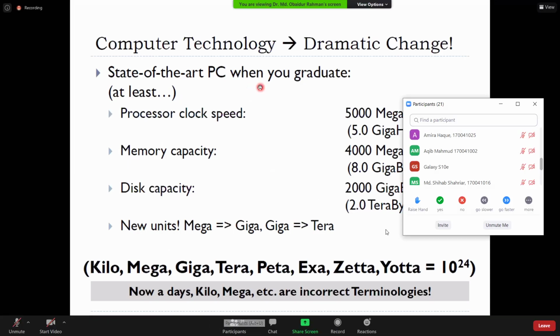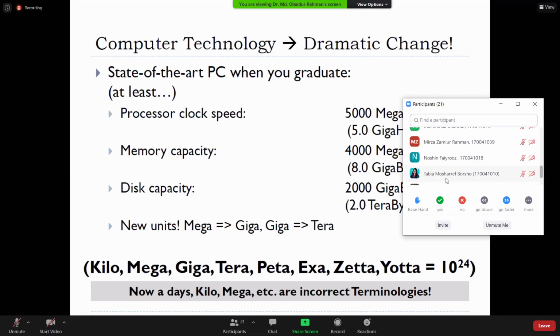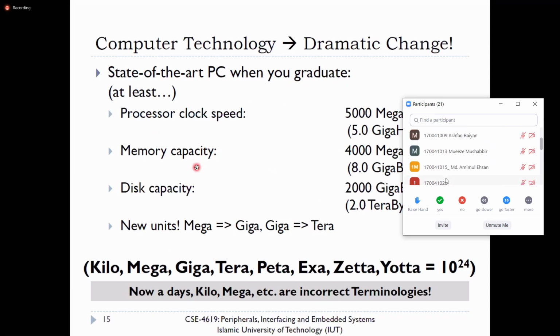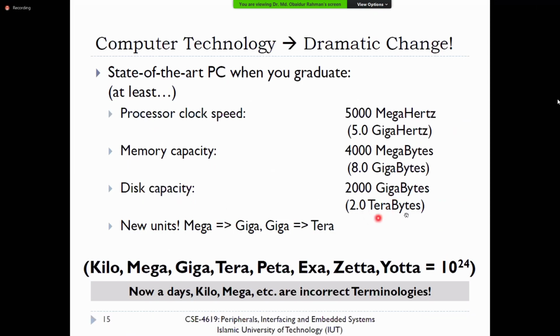The state of the art PC when you graduate, typically in clock speed, memory capacity and disk capacity, is almost like this. Processor speed is around or less than 5 gigahertz. Memory capacity is 8 gigabytes, but nowadays 32 gigabytes is very general for PCs. Disk capacity is at least 2 terabytes. Okay, fine. But we are looking for some new data unit.